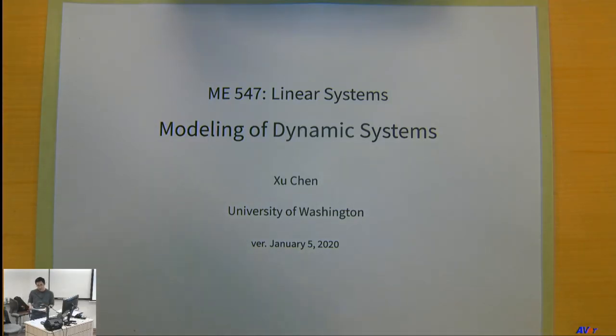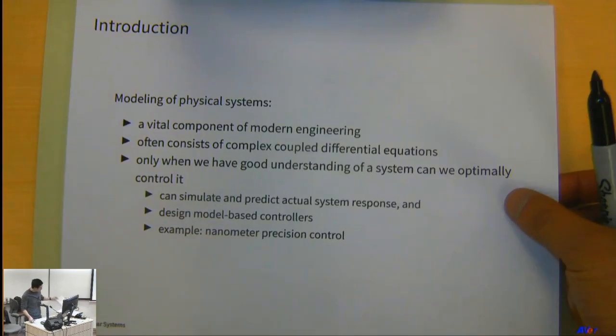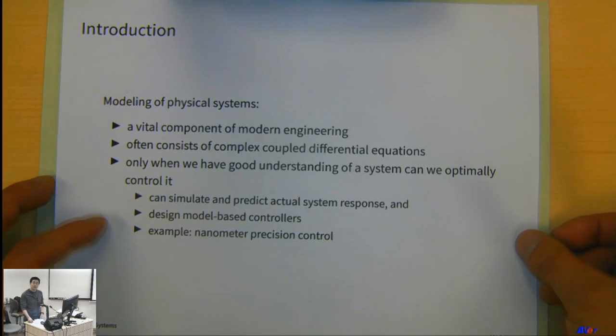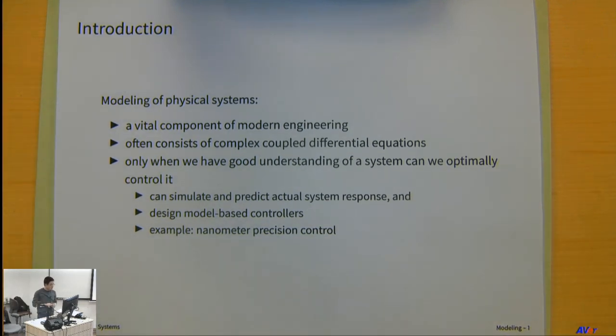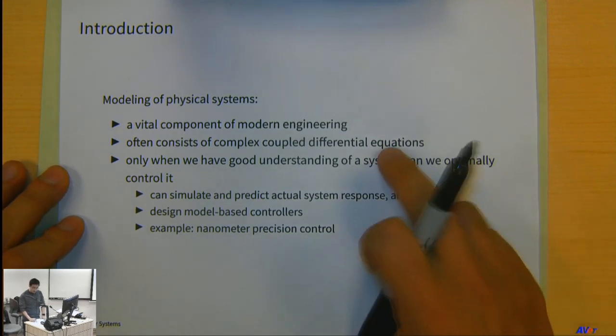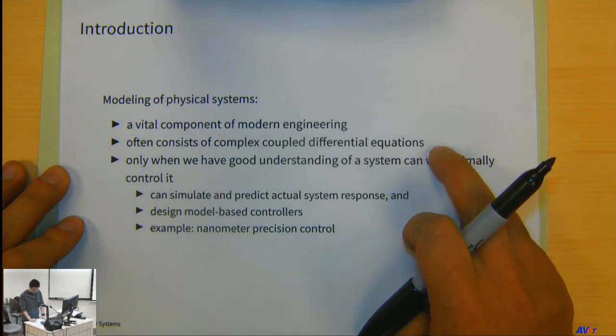Modeling is very important, and it can cover a lot of materials. What we're going to do in this class is about some of the most important things for mechanical systems. First, let's treat the object more seriously. Why do we need models? Only when we can have a good understanding of the system can we control it. There's no alternative to it. It usually consists of complex, coupled, at least for this class, there's a lot of differential equations involved. And we're going to talk about it a little bit more in this set of notes.